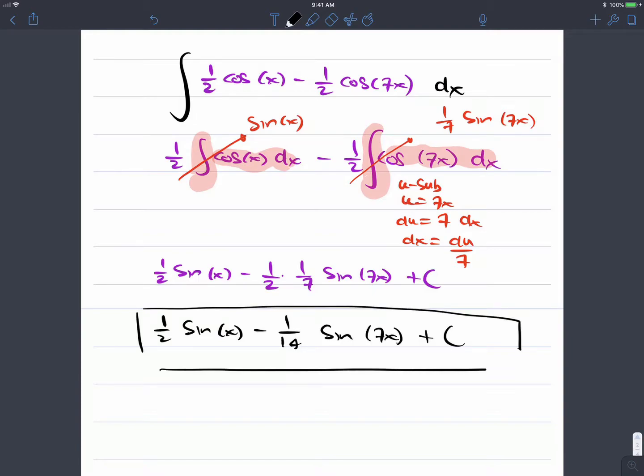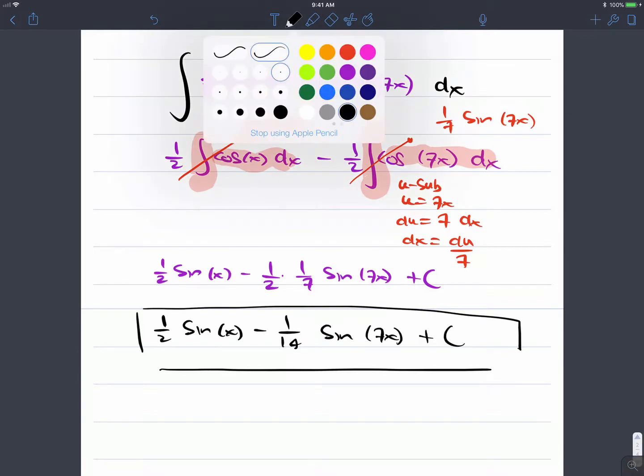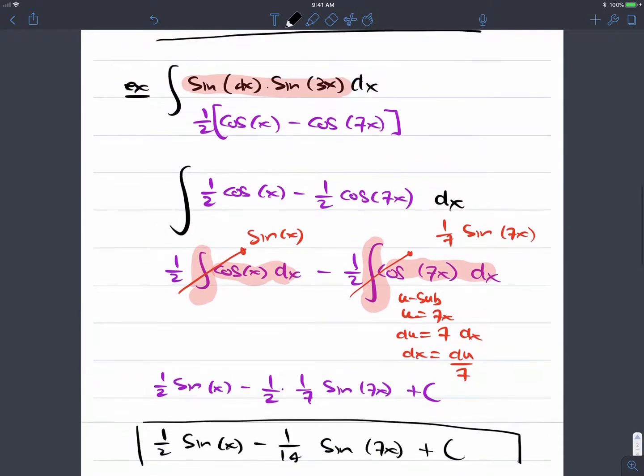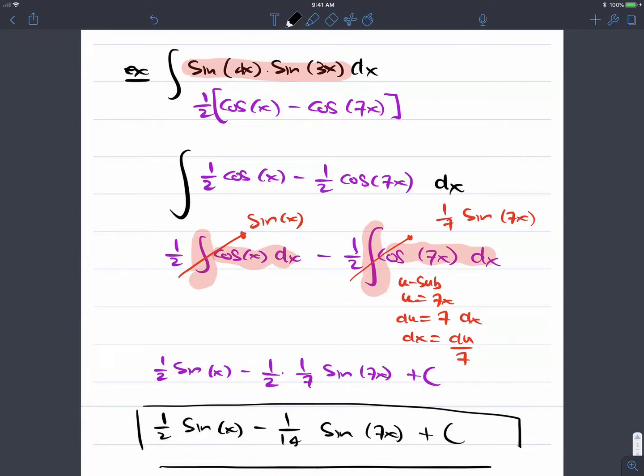And here you are. Here's another example of a product to sum. Not too difficult. So if you start with a product, you're going to use the appropriate product to sum formula, and you're going to be able to now integrate.